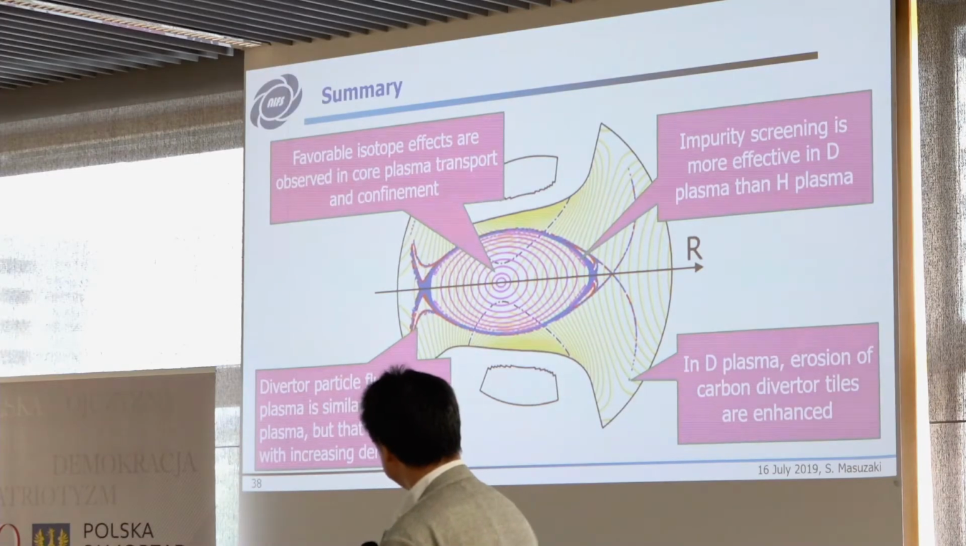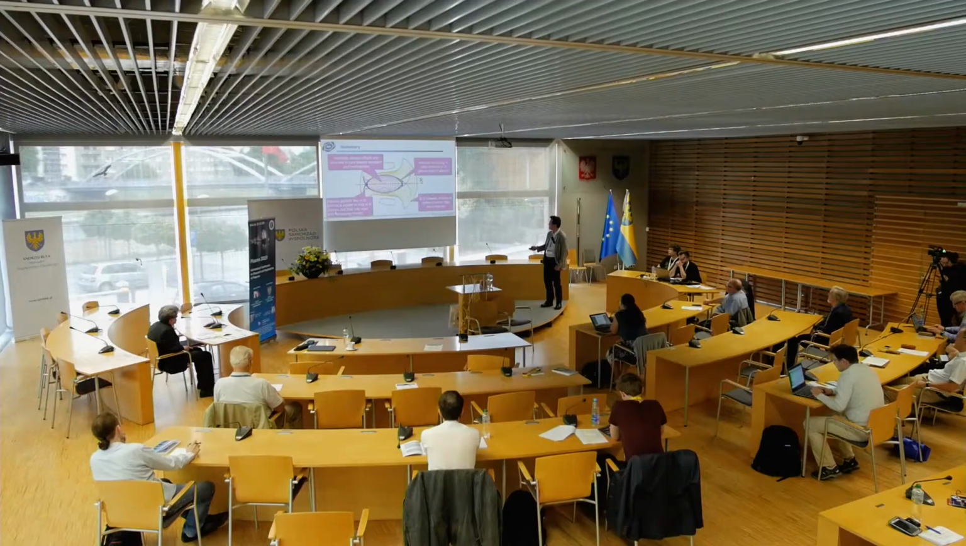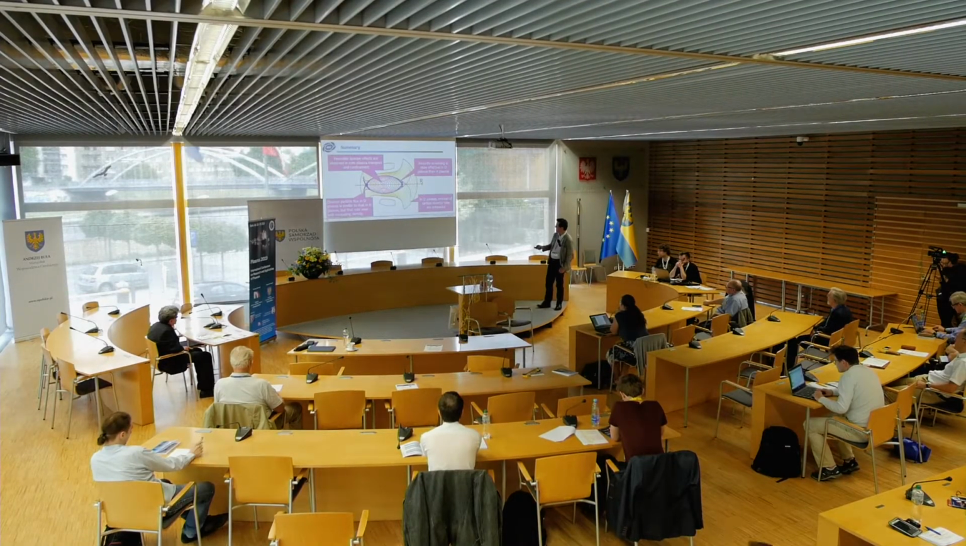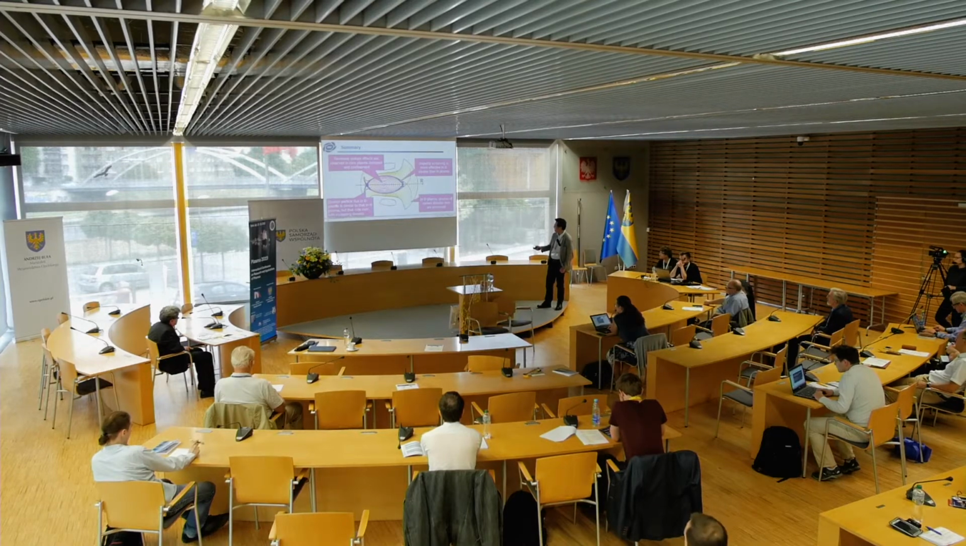As for the divertor, in deuterium plasma, larger erosion of the carbon divertor tiles is observed. And in the divertor plasma region, we observe the divertor particle flux in deuterium plasma is similar to that in hydrogen plasma, especially in the low density area. But with increasing density, the ion particle flux rolls over in the deuterium plasma case.